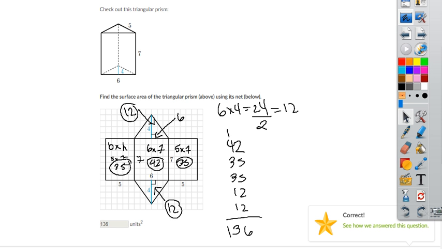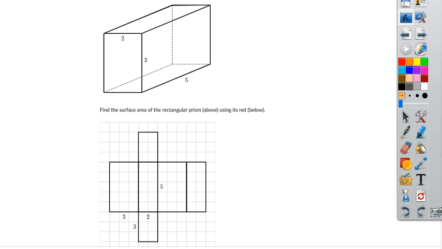So as you can see, it's not really that complex to do. It's just a matter of using your context clues to figure out what the dimensions of the individual pieces are. And then once you find those dimensions, you find the area, and then you add up the areas. So let's try another one.